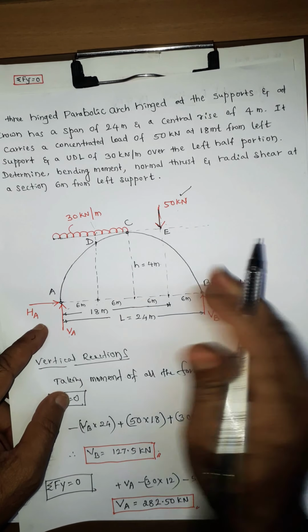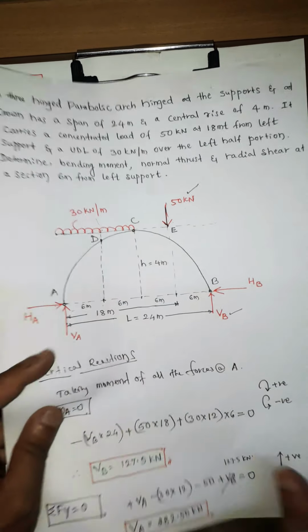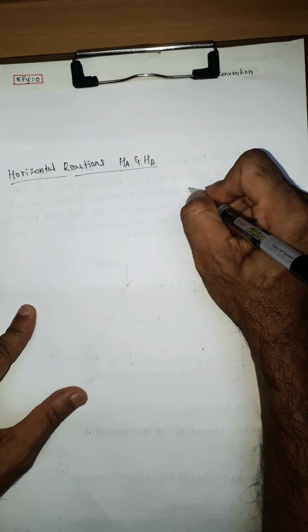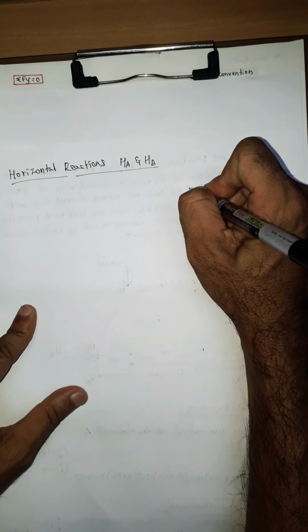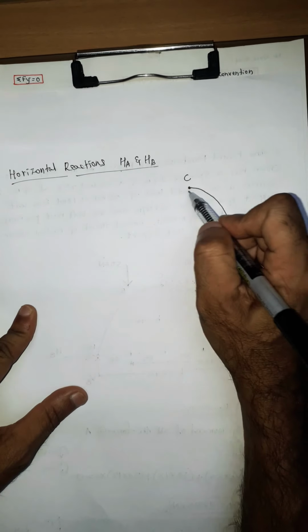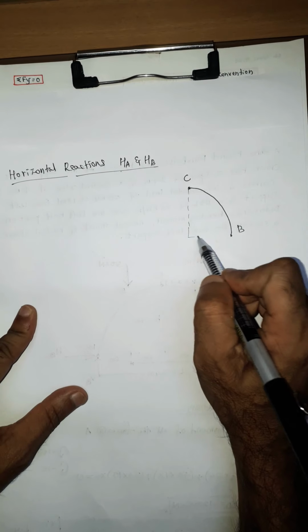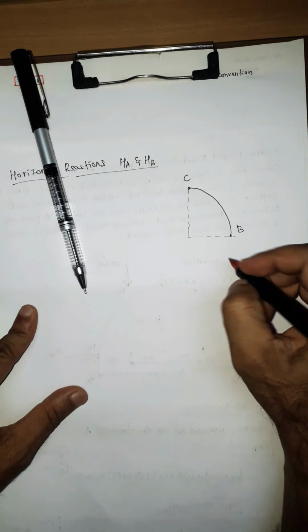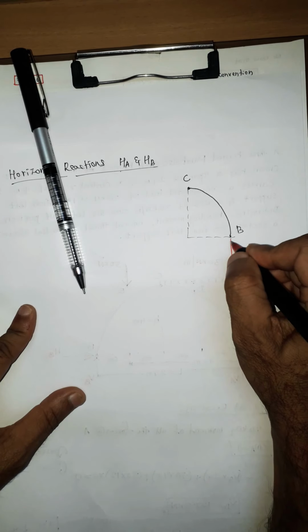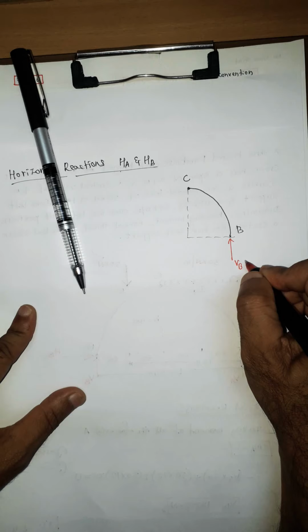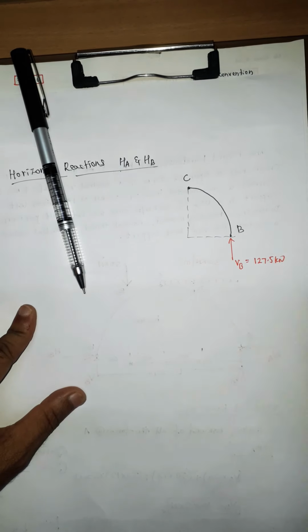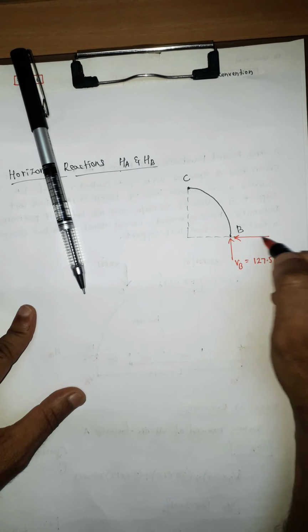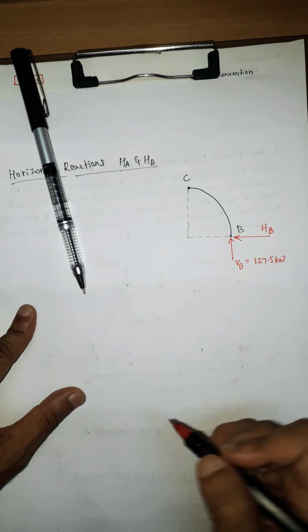So let us consider the half portion of the arch, that is BC. Okay, so this is the half portion of the arch. This is B. This will be C. And we know that already the reaction at B, VB is equal to 127.5 kilonewton, and this will be HB.